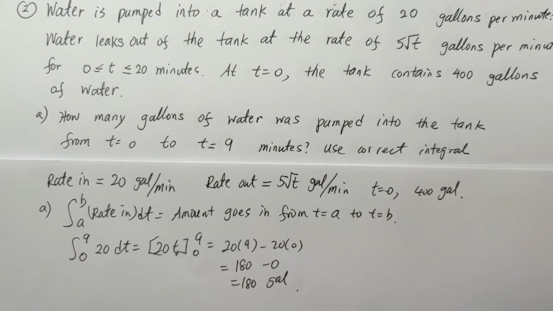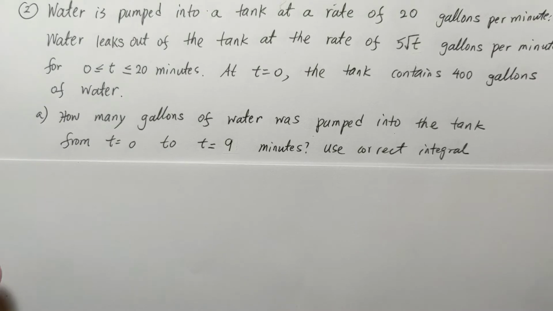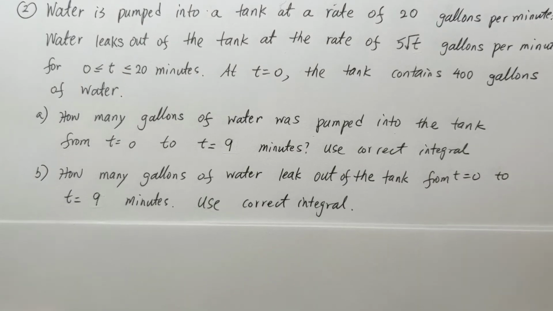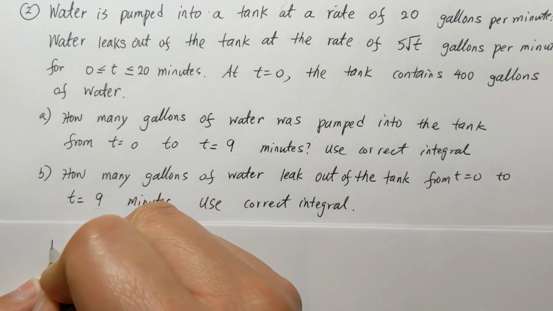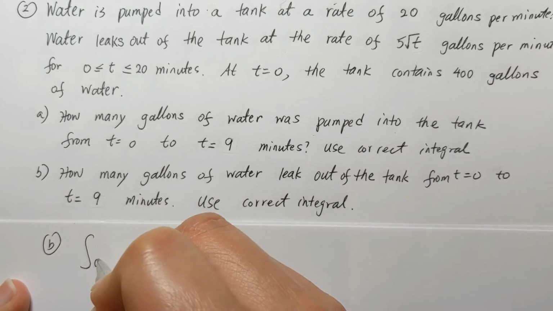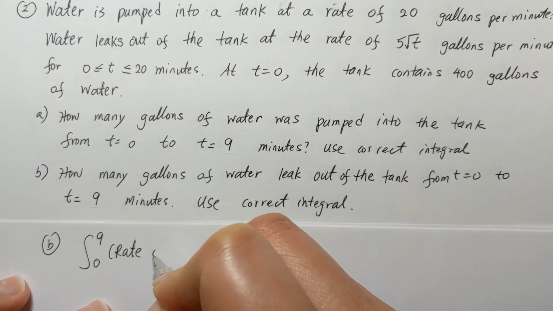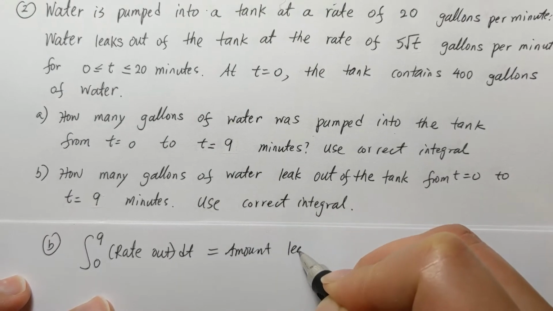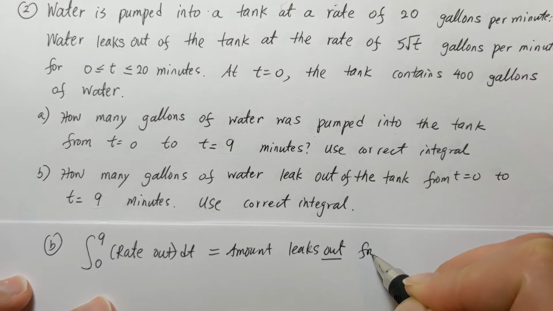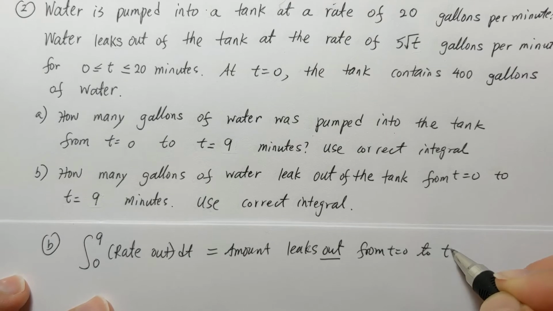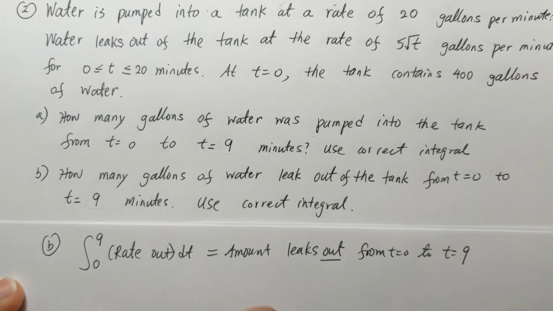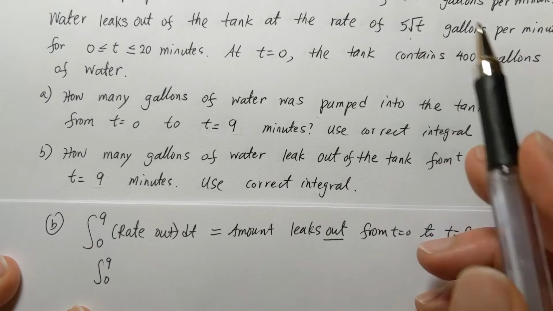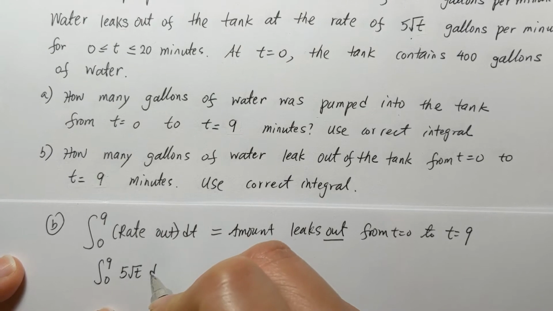Let's take a look at part B. We have to find how many gallons of water leak out of the tank from t equals 0 to t equals 9. So we do the integral from 0 to 9 of the rate out dt. That will give us the amount that leaks out from t equals 0 to t equals 9. We already know the rate is 5 square root t, so we put 5 square root t dt.